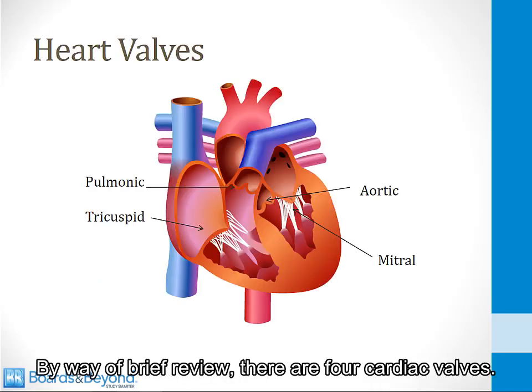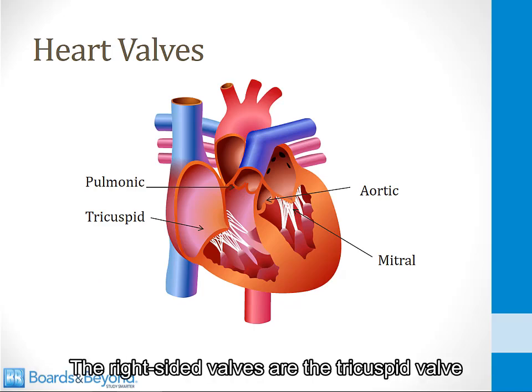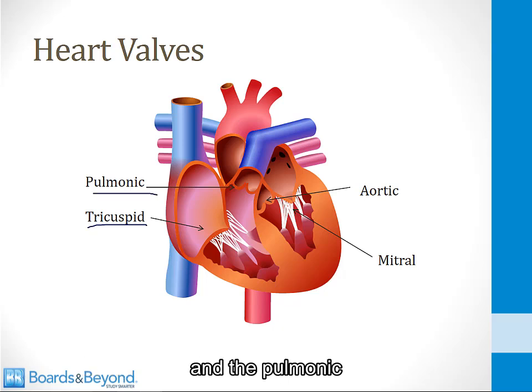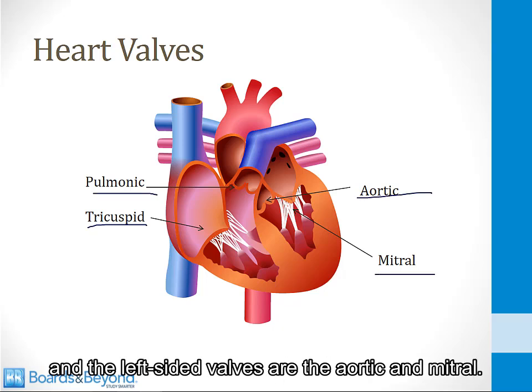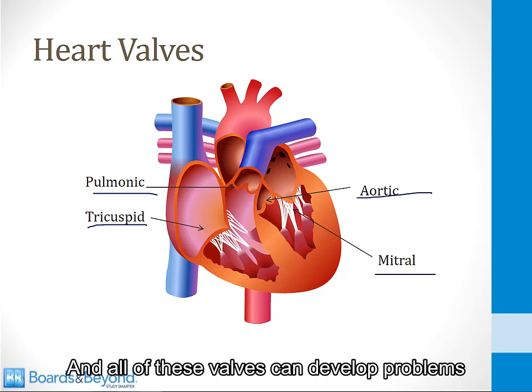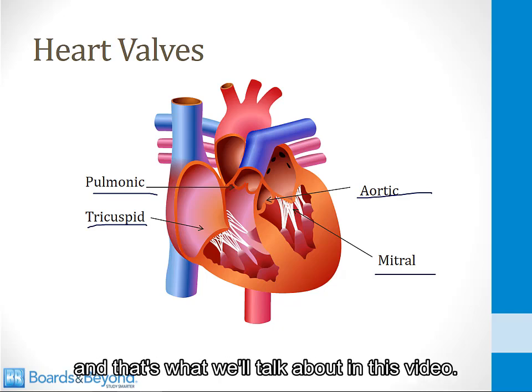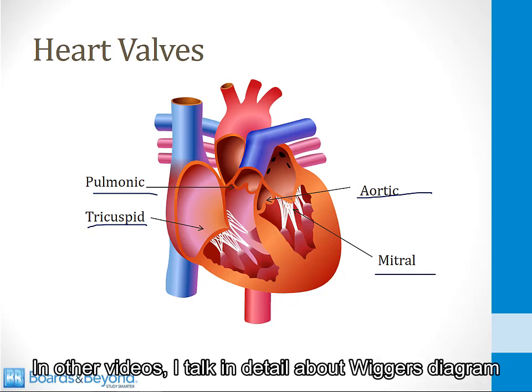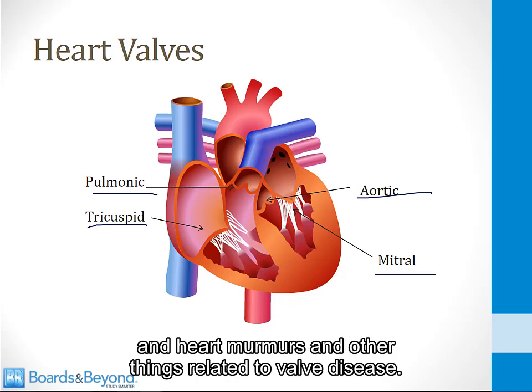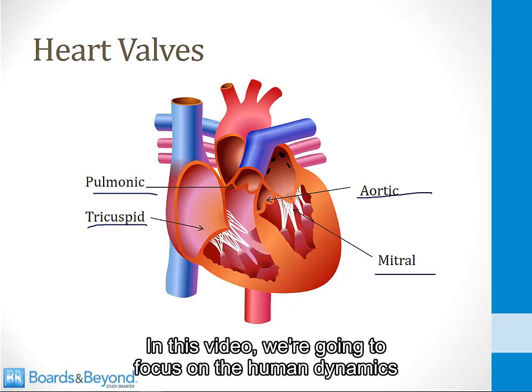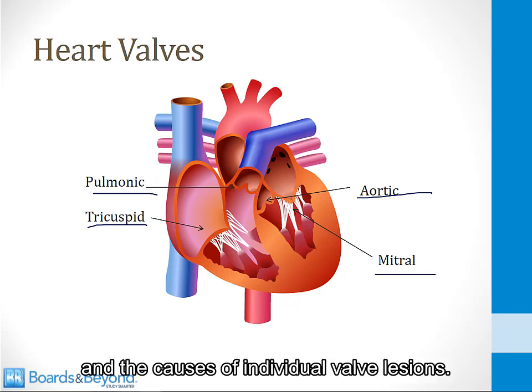By way of brief review, there are four cardiac valves. The right-sided valves are the tricuspid valve and the pulmonic, and the left-sided valves are the aortic and mitral. All of these valves can develop problems where they don't open or close properly, and that's what we'll talk about in this video. In other videos, I talk in detail about Wigger's diagram and heart murmurs and other things related to valve disease. In this video, we're going to focus on the hemodynamics and the causes of individual valve lesions.